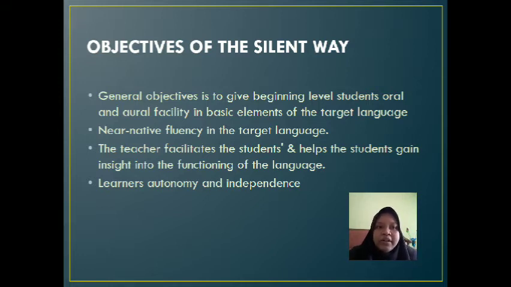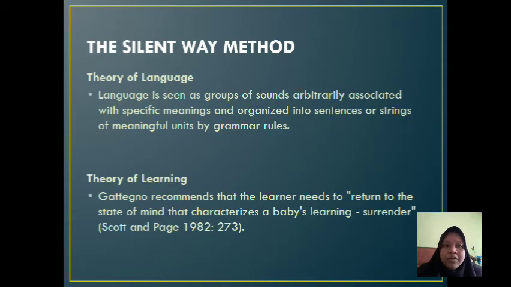The theory of the Silent Way method. Theory of language: language is seen as a group of sounds arbitrarily associated with specific meanings and organized into sentences or strings of meaningful units by grammar rules. Language is separated from its social context and presented through artificial situations, usually represented by rods. Gattegno views language itself as a substitute for experience, so experience is what gives meaning to language.